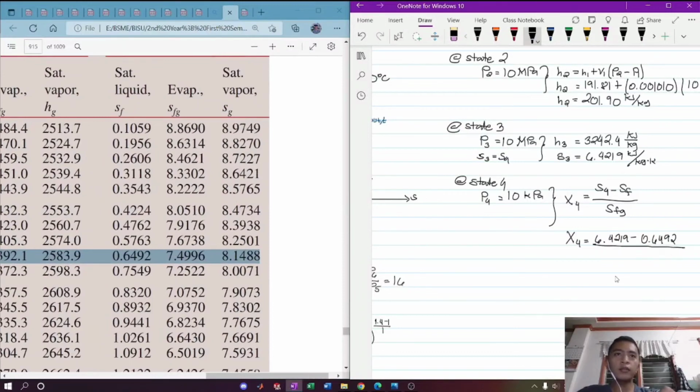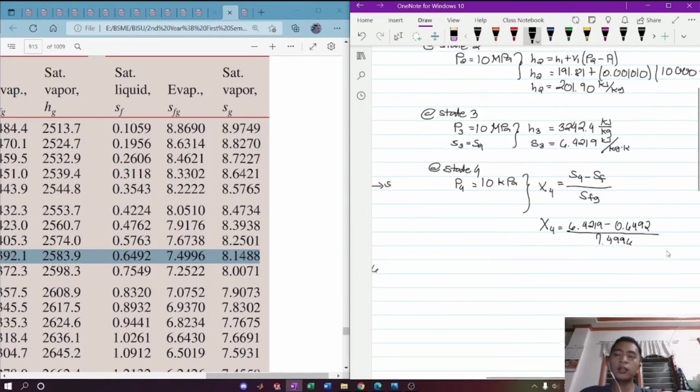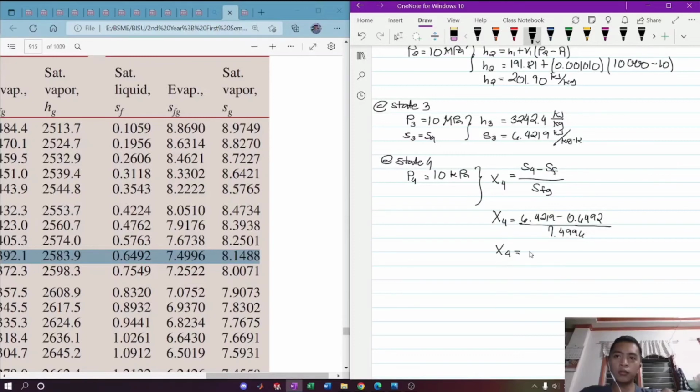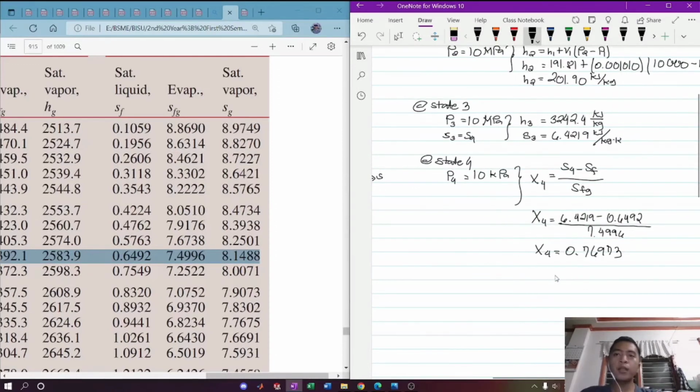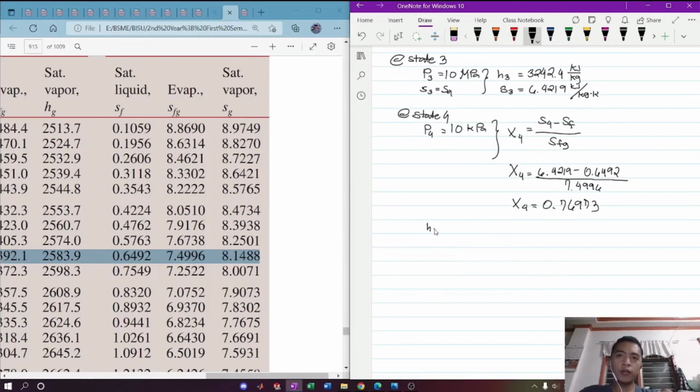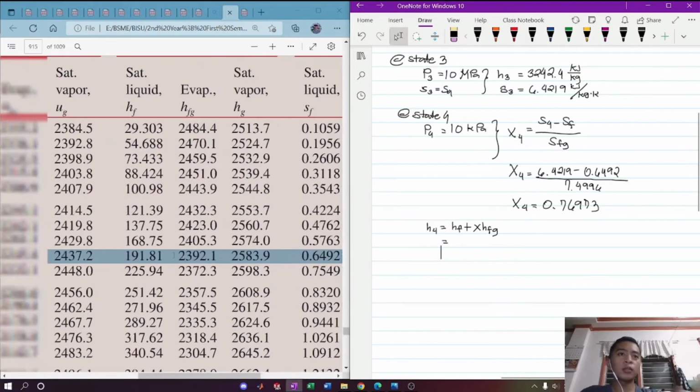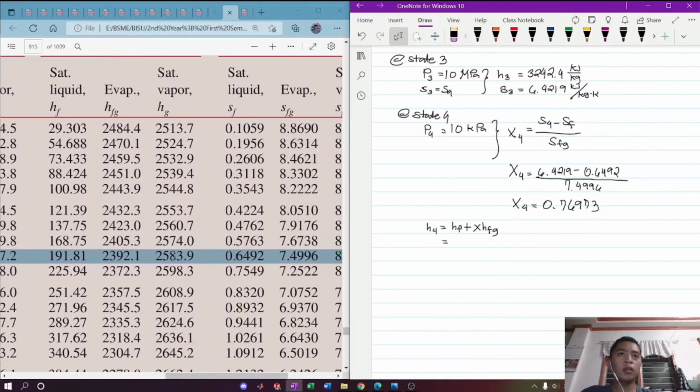Over SFG is 7.4996. So ito X4 is 0.76973. And to solve for H4, you have enthalpy sa 4 is equal to HF plus X HFG. So, asa ito makita na, nalagyan na rin sa enthalpy.